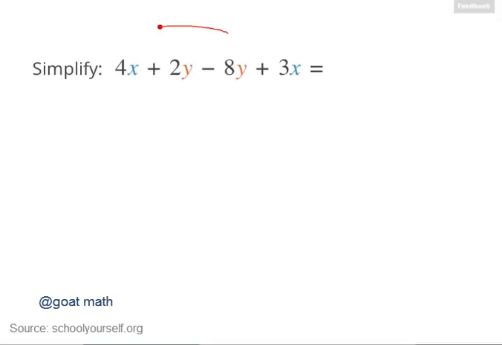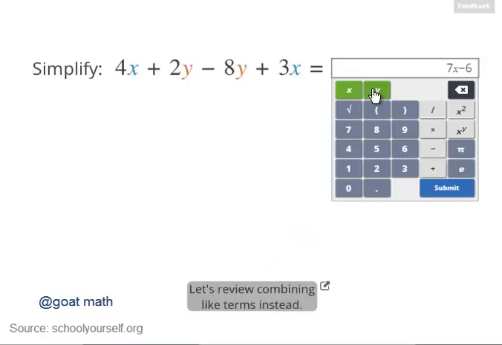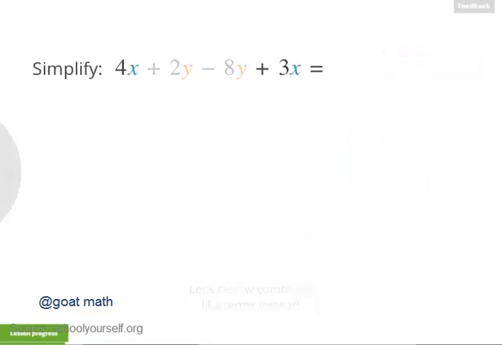To get started, try simplifying this expression by combining like terms, or click down here to review. Exactly, you can add 4x and 3x to get 7x, and adding 2y and then subtracting 8y is the same as subtracting 6y. Great, so this expression equals 7x minus 6y.